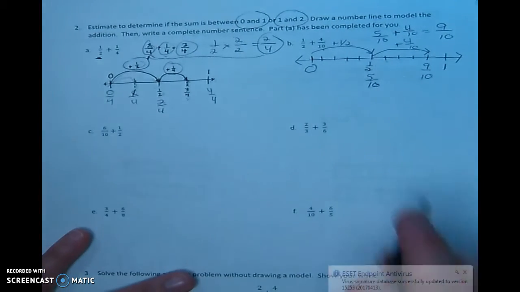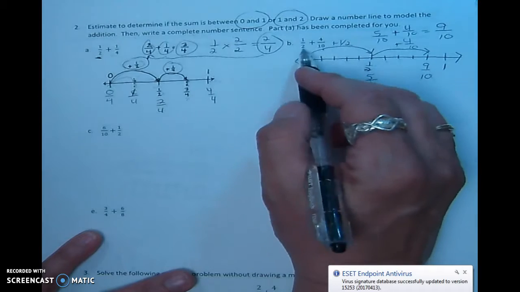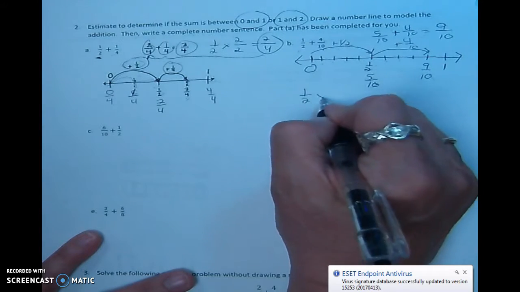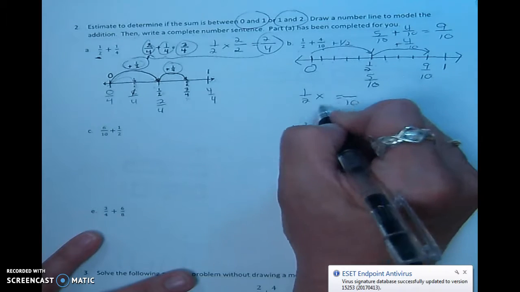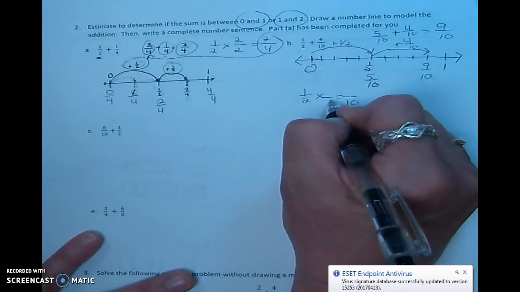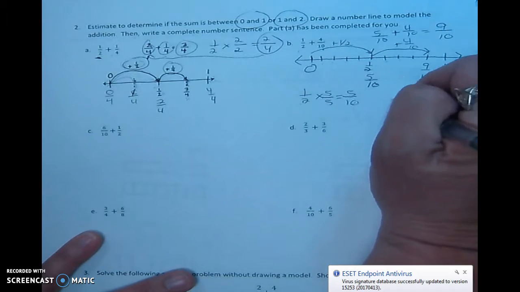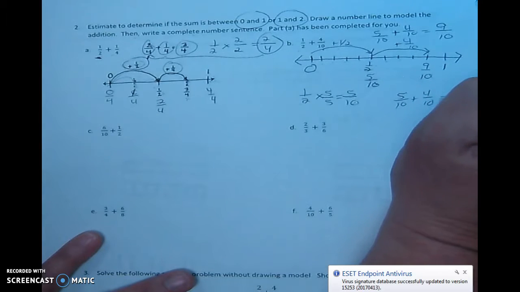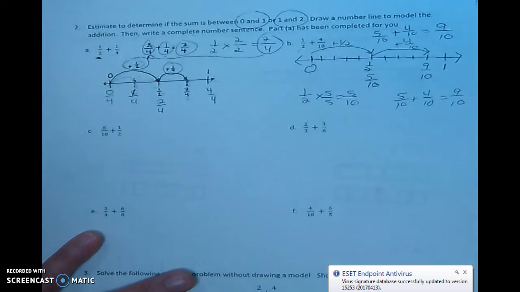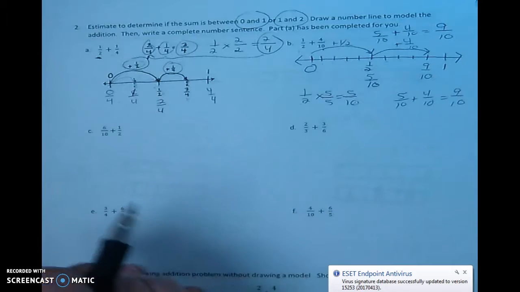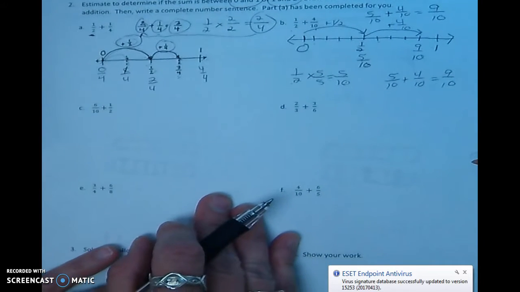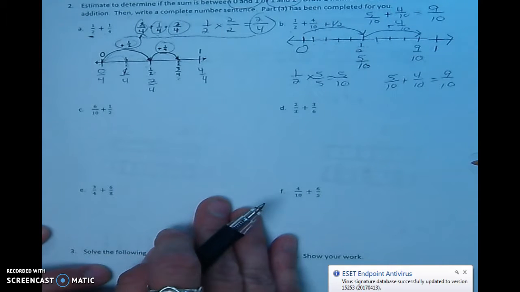And if I'm going to do that numerically, well, I have 1/2 and 4/10. I would take my 1/2, make it into tenths. 2 times what equals 10? 5. 1 times 5 equals 5. So I have 5/10. Then I can add my 4/10, and I get 9/10. So I will model the number line and the numerical way. You may choose which one you would like to do for C, D, E, and F. Okay, so go ahead and pause it and come back, and I will model each one for you.